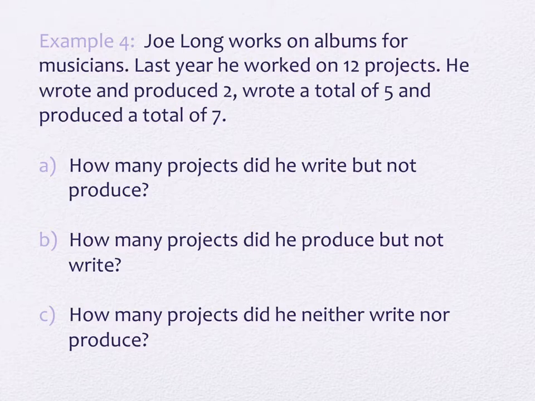So we've got Joe Long. Joe Long works on albums for musicians. Last year, he worked on a total of 12 projects. He wrote and produced 2, he wrote 5, and he produced 7. Okay? First thing we need to decide is how many circles are going to be in this diagram. It's 2. What are the 2 categories? Wrote is one category, produced is the other. Those are the only 2 distinguishably different features it mentions. So we have 2 circles.